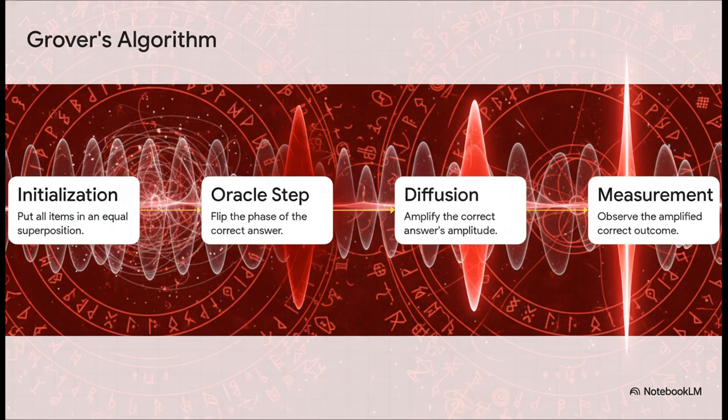Basically, it turns its wave upside down. Then, through a diffusion process, it creates this massive interference event. All the wrong answers cancel each other out, and the right answer's amplitude is massively amplified. Boom! It finds that needle in the square root of n steps. That is a total game-changing speedup, and it's powered entirely by interference.